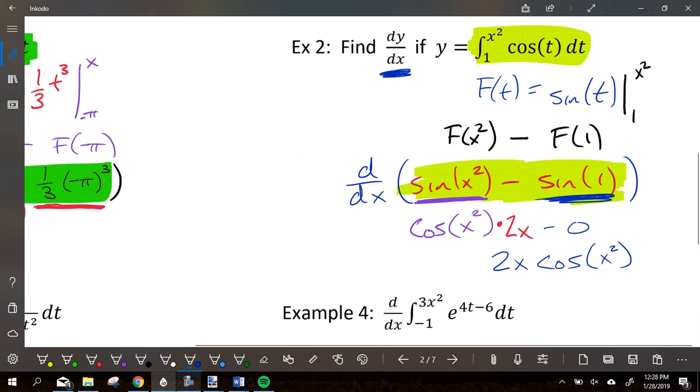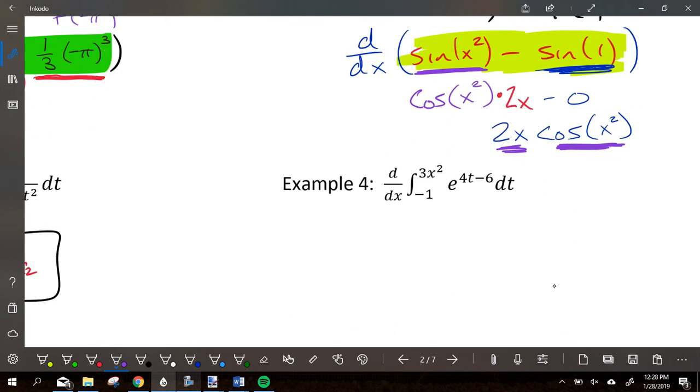It wasn't as easy as the first problem. In the first problem, whatever it said, that's what it was. Here, cosine became 2x cosine x squared. Let's show you the shortcut of how we did this. Again, we did this in bell work. We took my upper bound and made sure x was in our upper bound. We plugged it in. That's where this cosine of x squared came from. Where did that 2x come from? It's the derivative of my upper bound. The derivative of x squared is 2x.